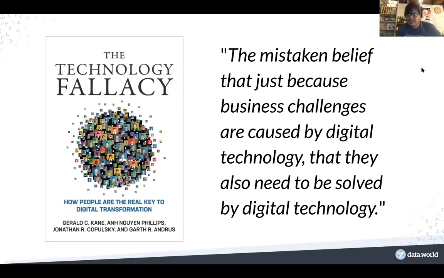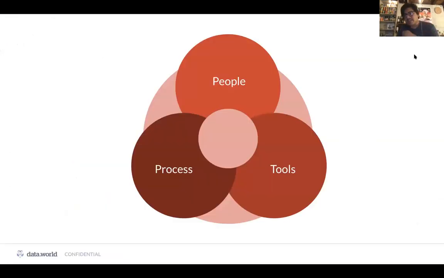It's a mistaken belief that just because business challenges are caused by technology, they also need to be solved by technology. And I think this is the fallacy that we always have, that there's a problem that was caused by tech, so we need to go solve it by tech. And I think this is the switch that we need to start making. I think we need to understand that people are key to any type of transformation that we're doing right now. So let's talk about people, processes, and tools.